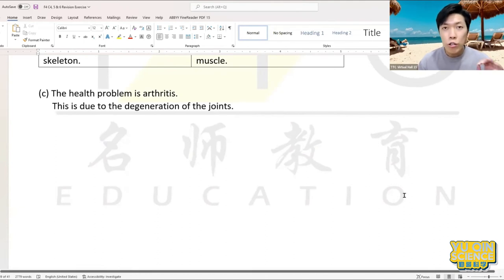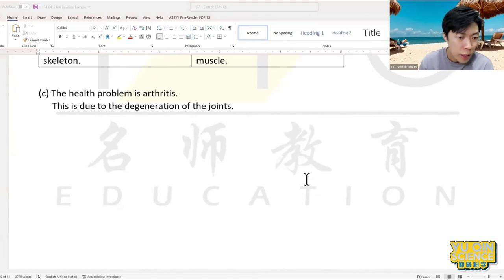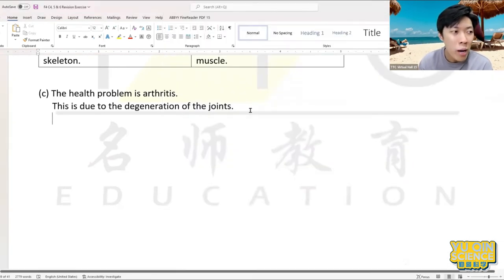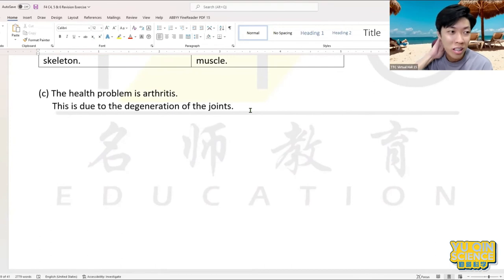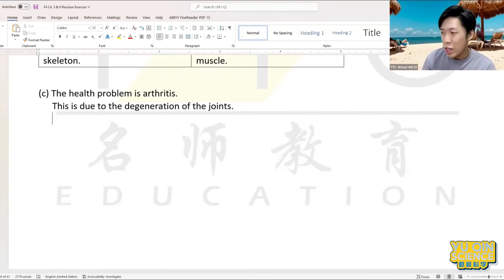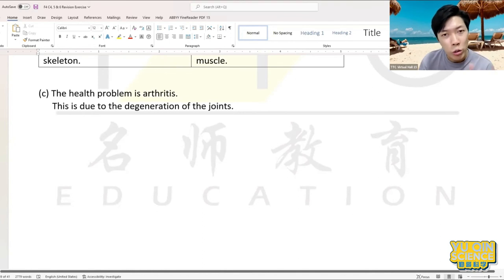Then for marks 3, 4, 5, you have to explain how to solve the problem. Honestly, your textbook doesn't have much information on how to solve arthritis, because it's due to old age. Imagine your grandma tells you, my knee is very painful. What would you suggest? The more straightforward suggestion is that old people try not to walk so much, and rest the knee.